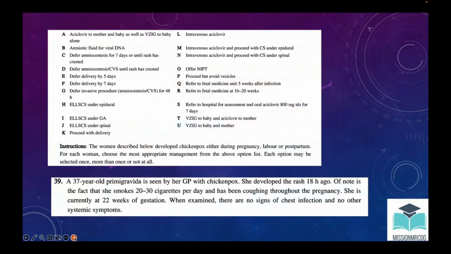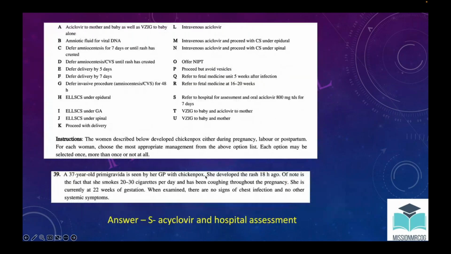Okay, so here, a 37-year-old woman seen by the GP with chickenpox. She developed a rash 18 hours ago. She is a smoker throughout pregnancy, and she is currently 22 weeks. No signs of chest infection, no systemic symptoms. What will you do? Refer to the hospital for assessment. Yes, very good. So here the patient would require treatment with acyclovir, because she is in the second half of her pregnancy. So, hospital assessment.